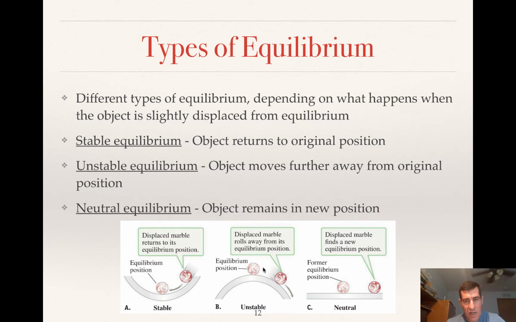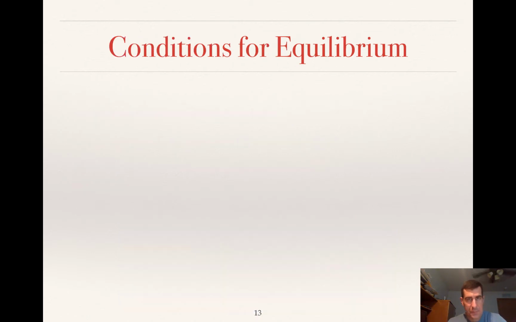On the other hand, if you have an upside down bowl, you could balance the marble exactly on the top, so it's at equilibrium. But if you displace it even a tiny little bit, it's going to roll away from the equilibrium position. So that's an unstable equilibrium. And if you're on a flat surface, that's a neutral equilibrium, because if you displace the object a little bit, it just stays in its new position.